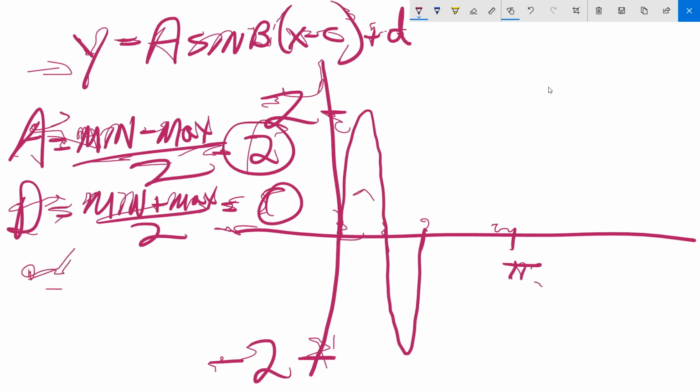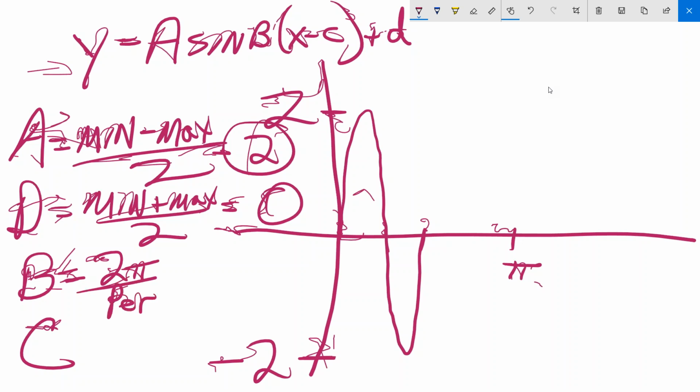Now let's figure out B and C. What is B again? Defined as 2 pi over the period. Now, I made a mistake when I drew this. I didn't mean to draw it quite like this. Let me change this by just shifting the pi. I meant to have the pi at the end. So, let's make this pi right here. You with me? So what's B?